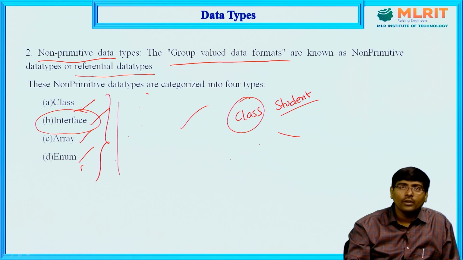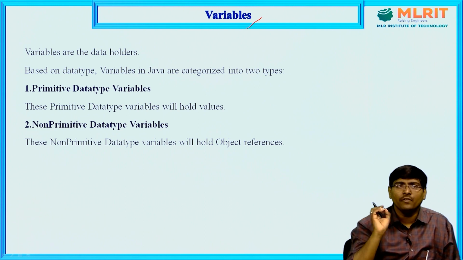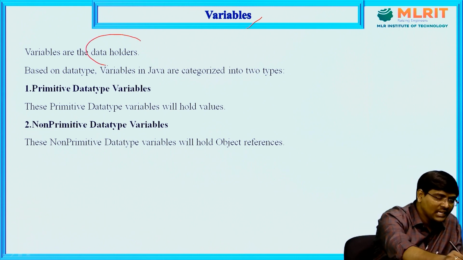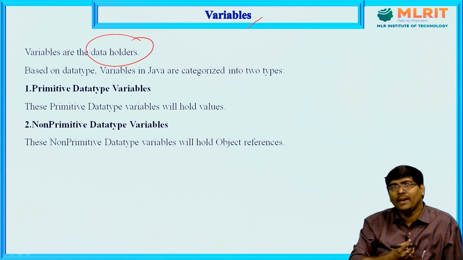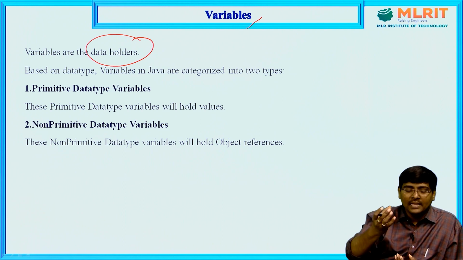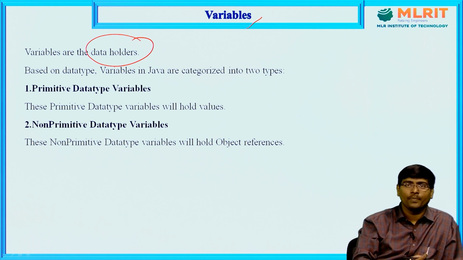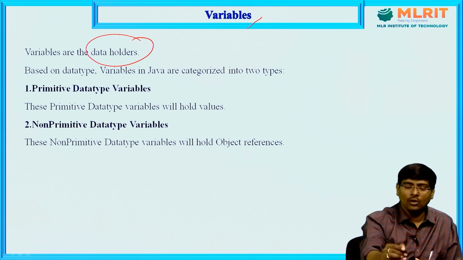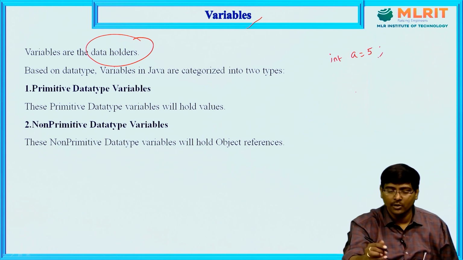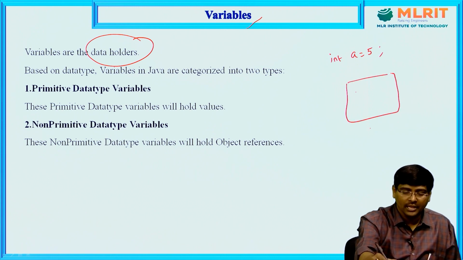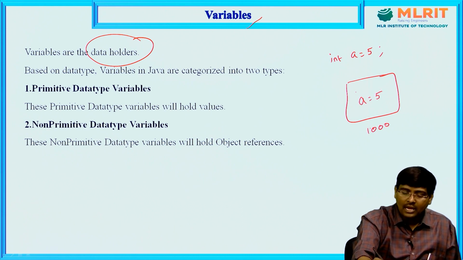Finally, next I am moving into variable. We already know what is meant by variable. Variables are simply data holders. What is meant by data holder? Simply the memory location where we are storing the value. Based on that, up to now we know a variable, suppose int a is equal to 5. Whenever you write this statement, some memory is created. Within that memory, we are assigning the value 5. The memory has some address.